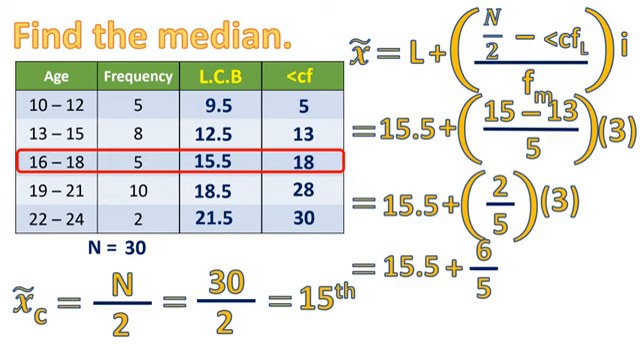And so let's continue. We have the median is equal to, so you compute 6 divided by 5 and then add it with 15.5, or you can use your calculator. You will get 16.7 or 16.70, and that is the median of this given group data.